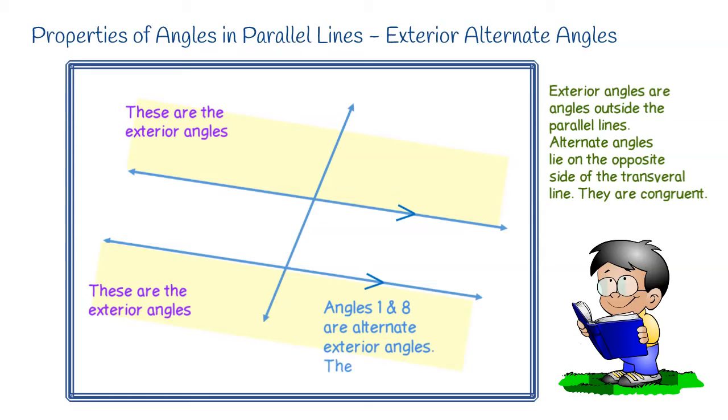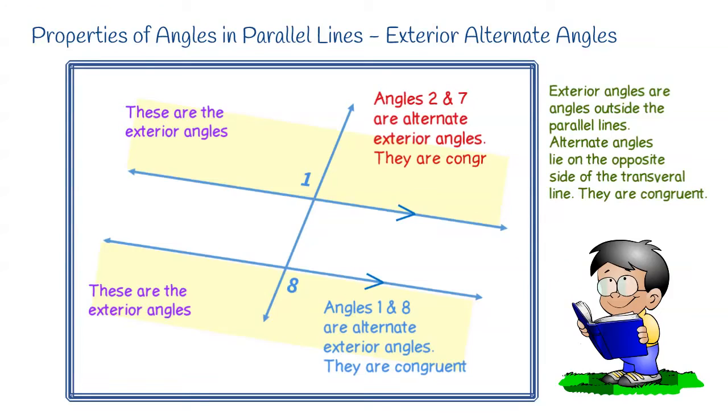Angles 1 and 8 are alternate exterior angles. They are congruent. They have the same measures. Angles 2 and 7 are alternate exterior angles. They are congruent, and they have the same measures.